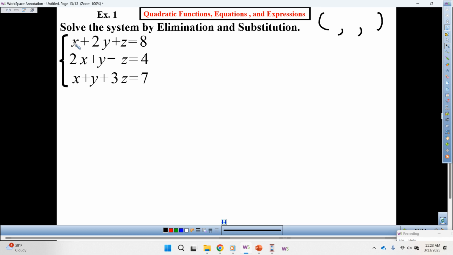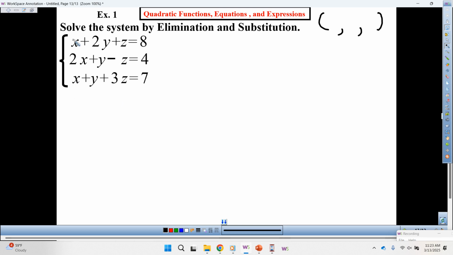All variables to one side of the equation. Are they on one side? Yes. Are they in alphabetical order? Yes. X, Y, and Z. Okay. Next, step 2. We need to eliminate one of the variables from the get-go.